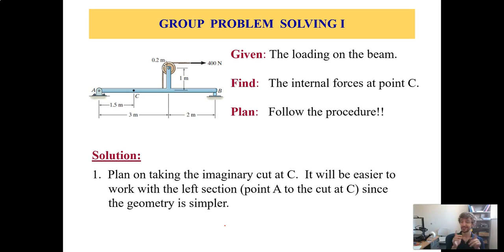Okay, with that being said, let's jump right into this. Now what are we given? Well, we've got a beam right here, and it's got a little member right there. And there's a 400 Newton force. We're trying to figure out what the internal forces are at point C. How are we going to do this? Well, let's find out.